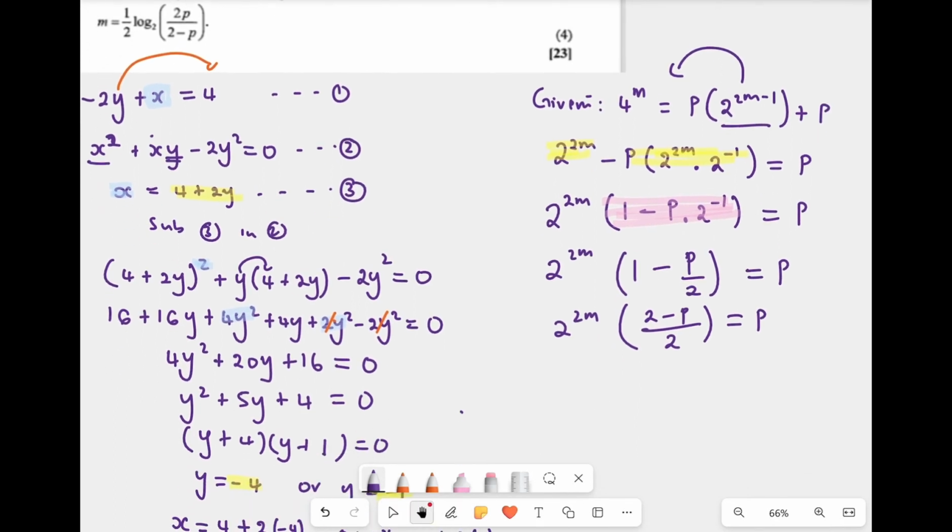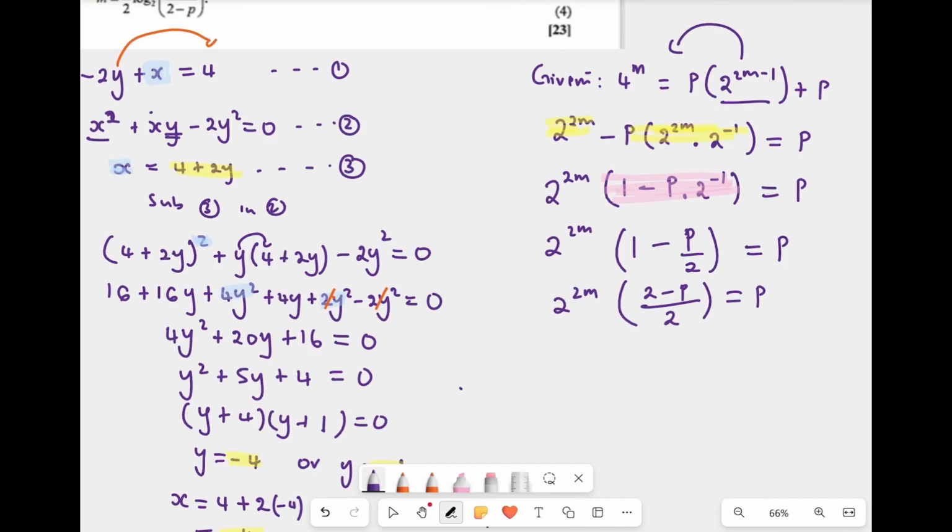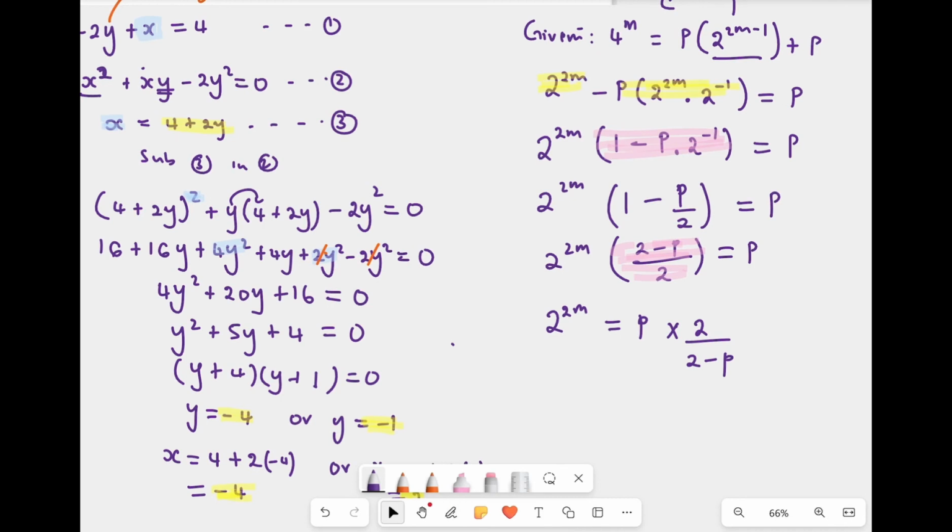And then now I can multiply on both sides by a reciprocal of this to get rid of this. I can multiply on both sides by reciprocal of this. So I will have 2 to the exponent 2m is equal to, now this will be p. If I multiply by reciprocal, it will be 2 over 2 minus p. Okay, so now I have 2 to the exponent 2m is equal to 2p over 2 minus p.